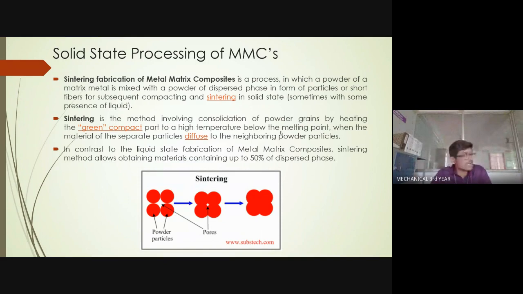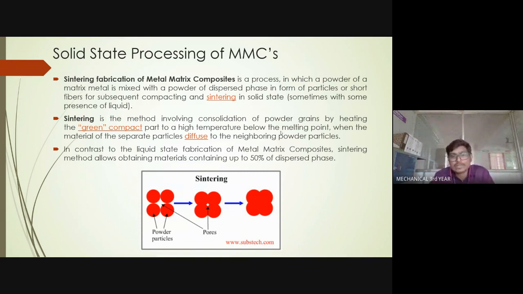Let us have the definition over here. Sintering is the method involving consolidation of powder grains by heating the green compact part to a high temperature below the melting point, when the material of the separate particles diffuses to the neighboring powder particles. So you apply the pressure on one single material, and it diffuses with the nearest material. You add pressure on one material, so the next subsequent material will get diffused with the parent material. That is what happens in the case of sintering.